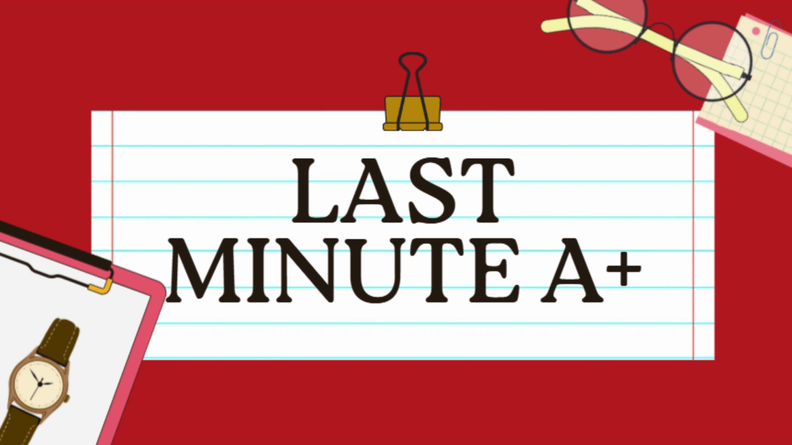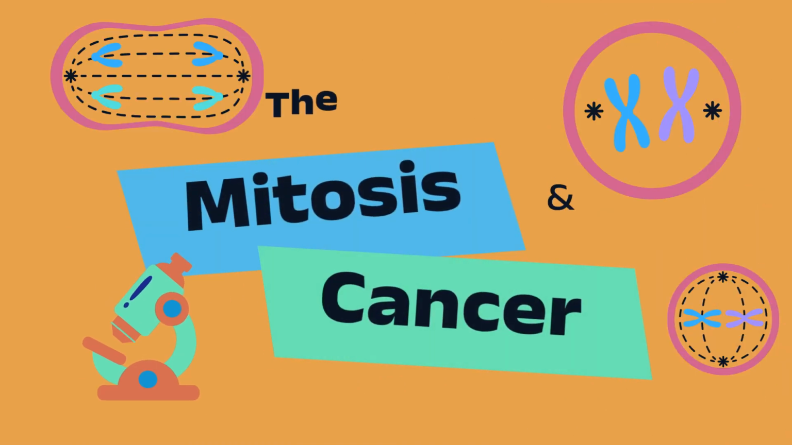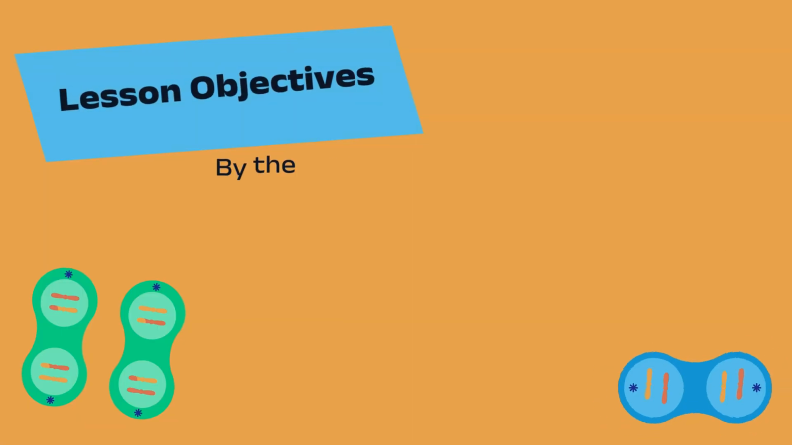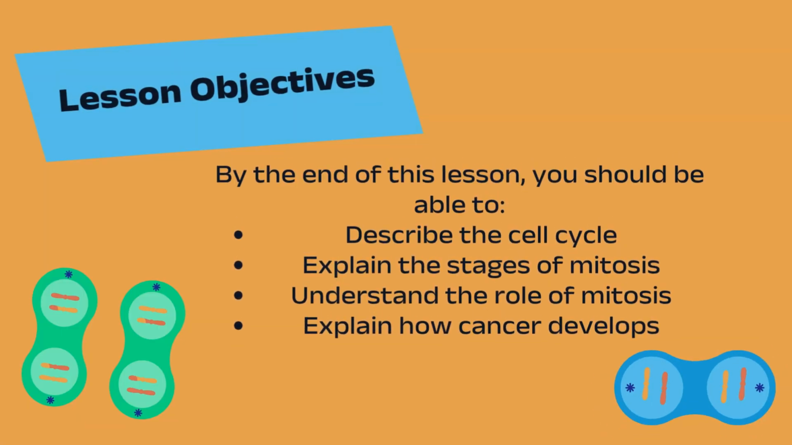But let's get into what we'll be doing today. Today we'll be looking at the cell cycle, breaking down mitosis, and also learning about cancer. By the end of this lesson, we should be able to describe the cell cycle, explain the stages of mitosis, understand the role of mitosis, and also explain how cancer develops. Honestly, we will be looking at everything related to cancer, how it comes about, what causes it, and also the treatment. So let's just get to it immediately.